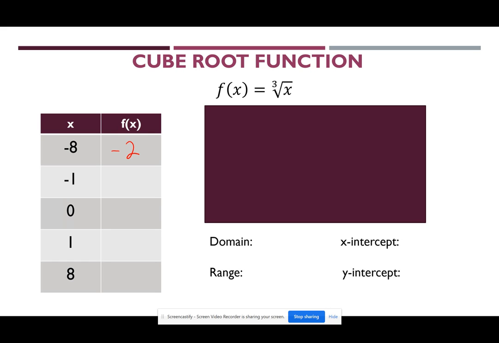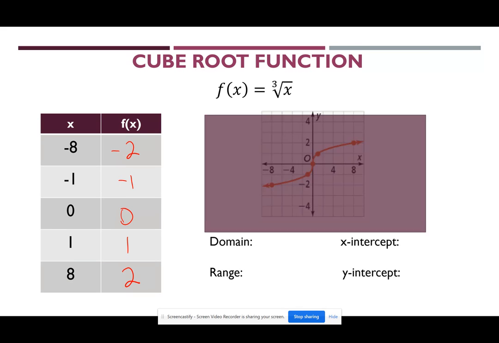Okay, the cube root of -1 is -1. The cube root of 0 is 0. The cube root of 1 is 1, and the cube root of 8 is 2. All right, and the graph will look something like this.